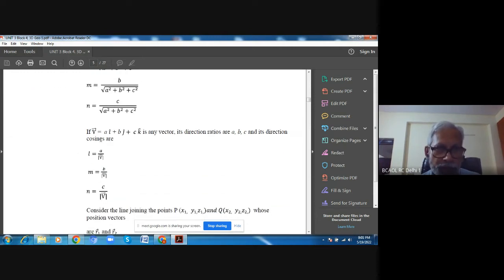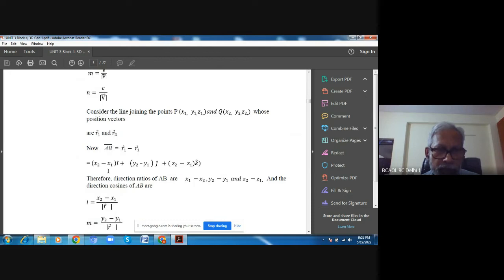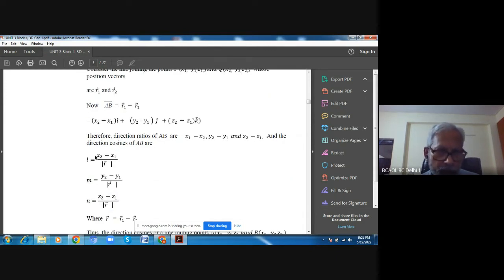How is the value of the vector obtained? The product of a and b, this and this. So this is your direction ratios and the direction cosines. You just have to remember the difference between them. There is a new type of formula based on this: x2 minus x1, but in this case it is the magnitude of r square. Magnitude, all are magnitude.